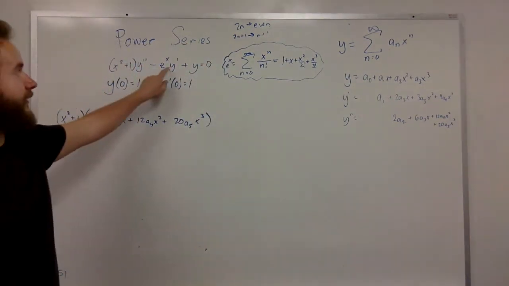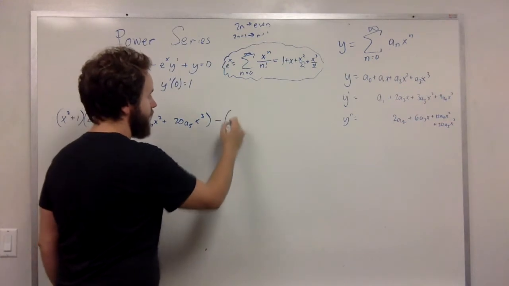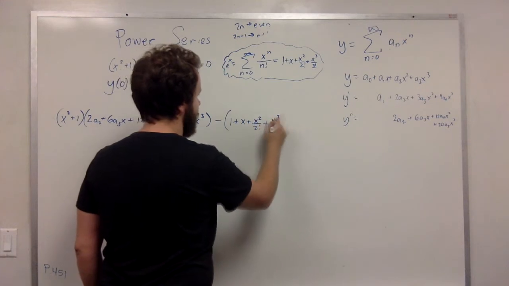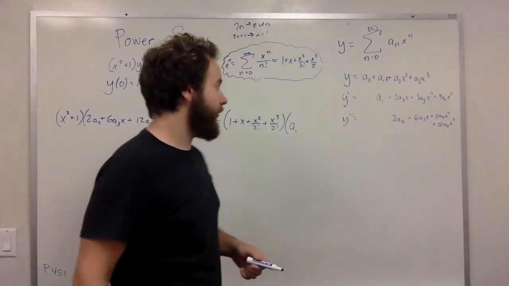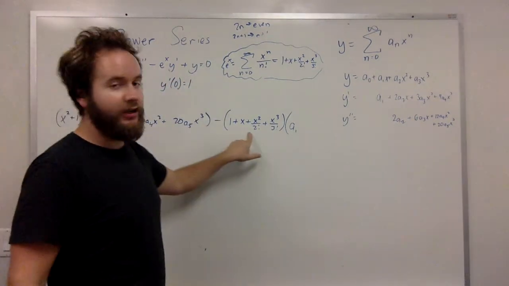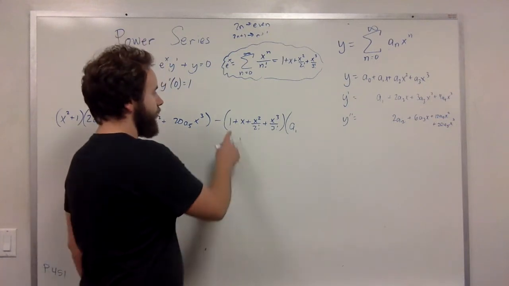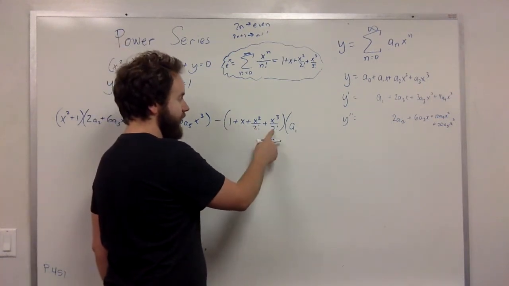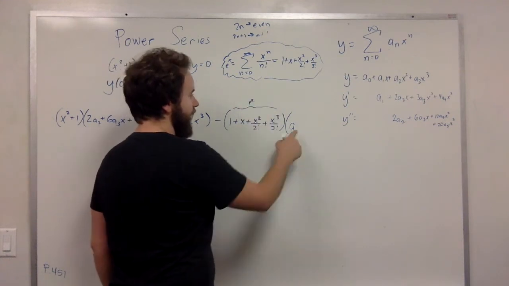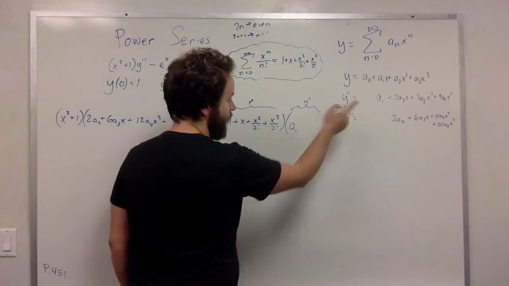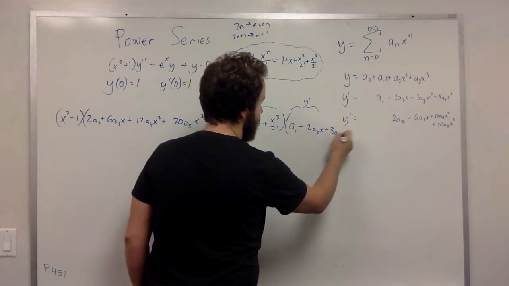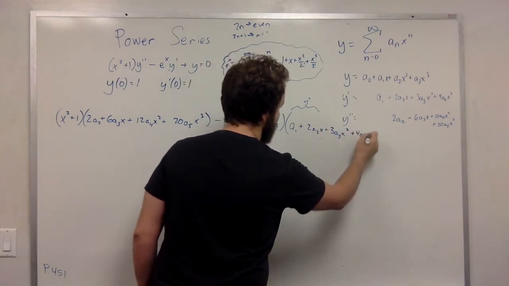So instead of minus e to the x times y prime, we're going to say minus (1 plus x squared over 2 factorial plus x cubed over 3 factorial). We're replacing e to the x here by its power series representation, or at least the first few terms of it, because that's e to the x, or at least a little bit of it. And then this is y prime, which according to what we have over here is a1 plus 2a2x plus 3a3x squared plus 4a4x cubed.